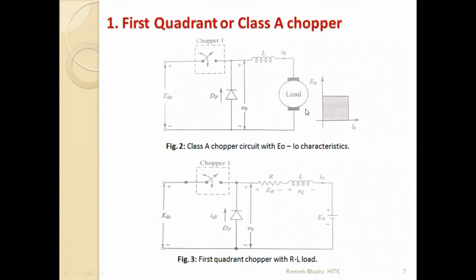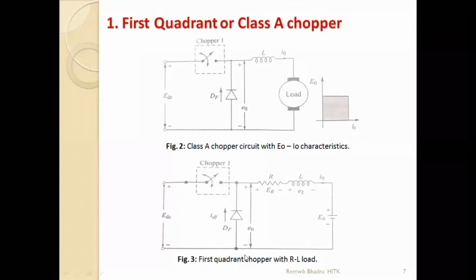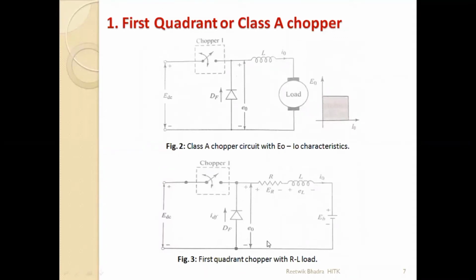Since we are classifying into quadrants of operation, the load will be a DC motor. So it can be replaced by RLE. R comes, the inductor and this inductor come in series. So one equivalent inductance forms over here, and there is a back EMF EB. And that output voltage E0 is across this load. In the second figure, if you realize, output voltage is across this load.